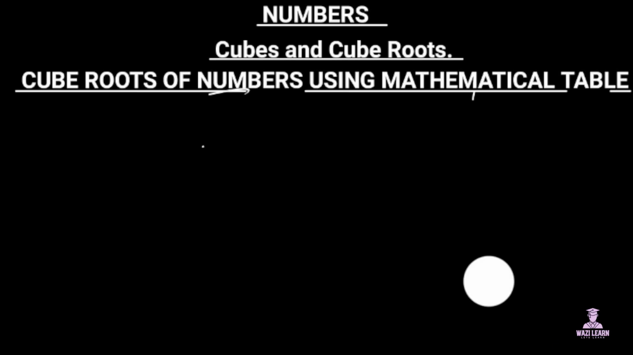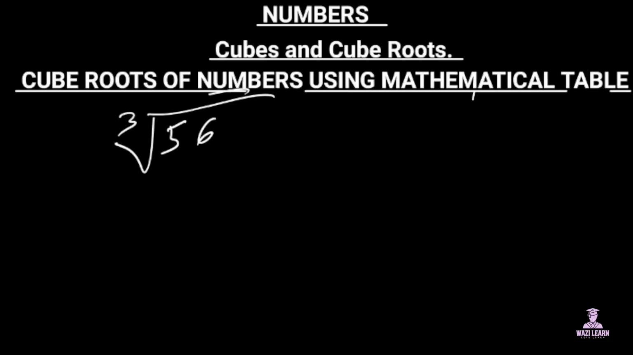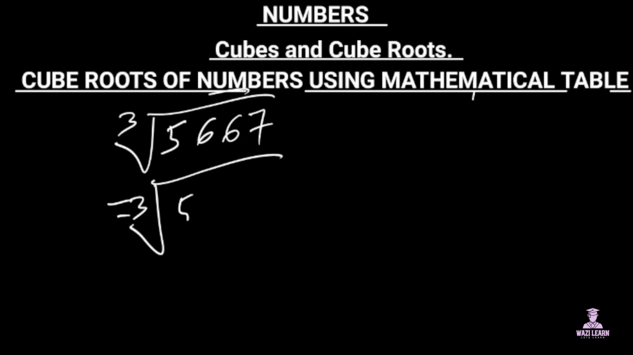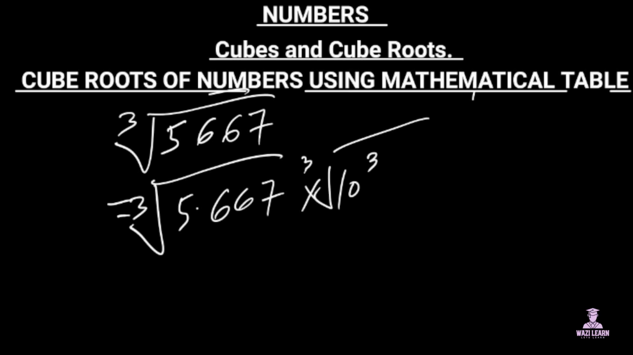Let us look at the lesson example. You can pause the video and try it. Let's say find the cube root of 5,667. In standard form, it will be find the cube root of 5.667 times 10 raised to power 3. Also, we find the cube root of that one. So cube and cube root will cancel, so times 10. So we find where 5.667 lies in your table.